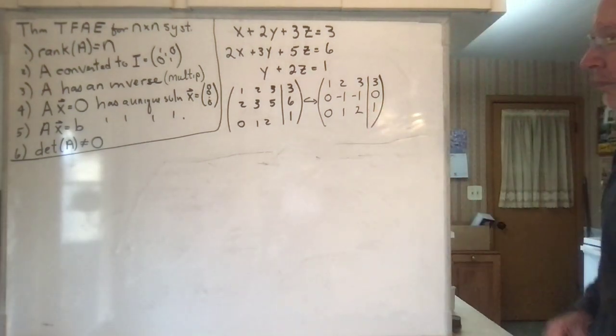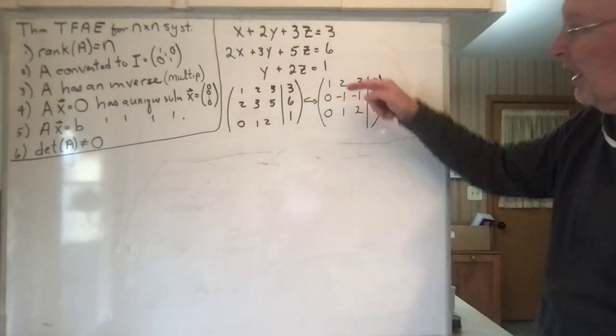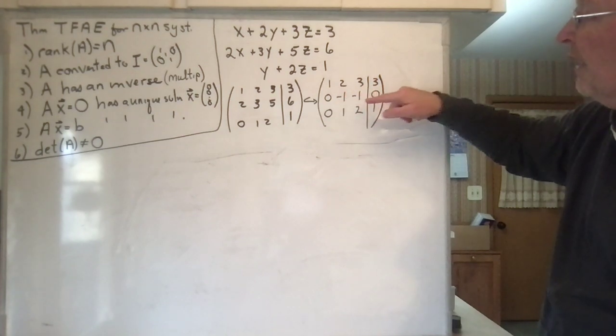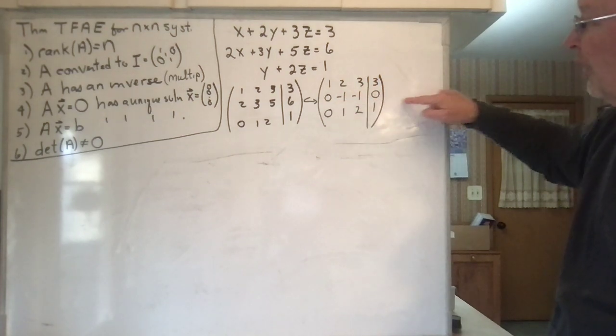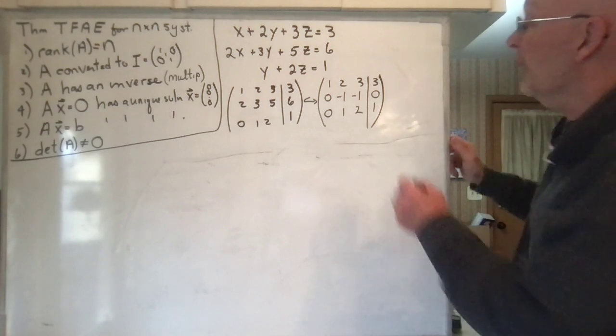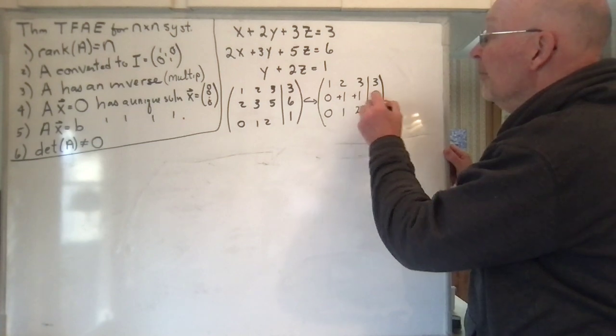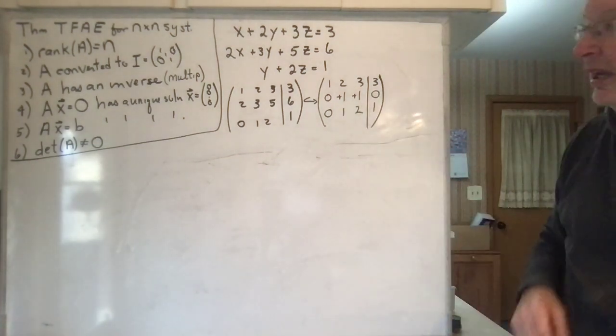Okay, so I've succeeded. Now I want to get a 1 there. Well, that's easy enough to do. I'm going to do that without even taking a full step. I'm just going to multiply this row by -1. That gives me a positive there, and a positive 0. Okay, so now I've got that.